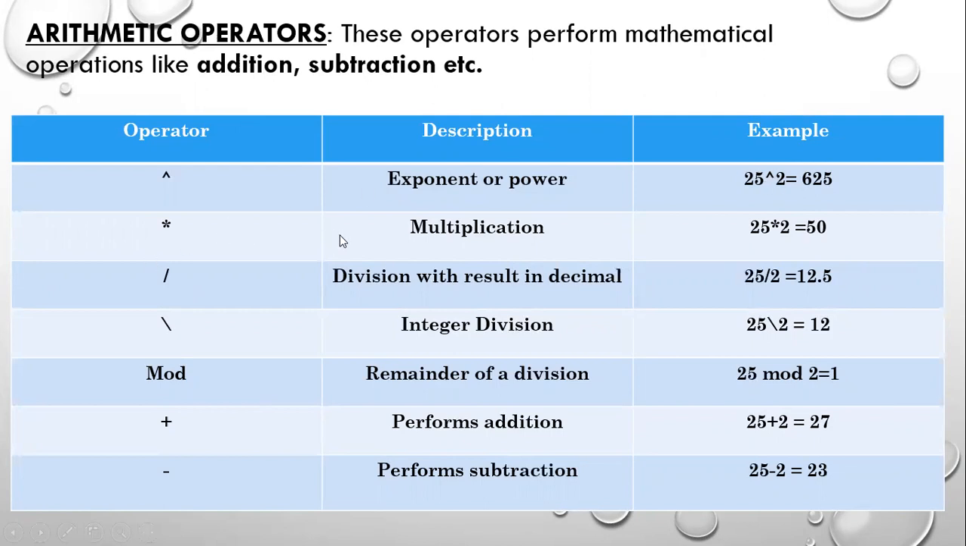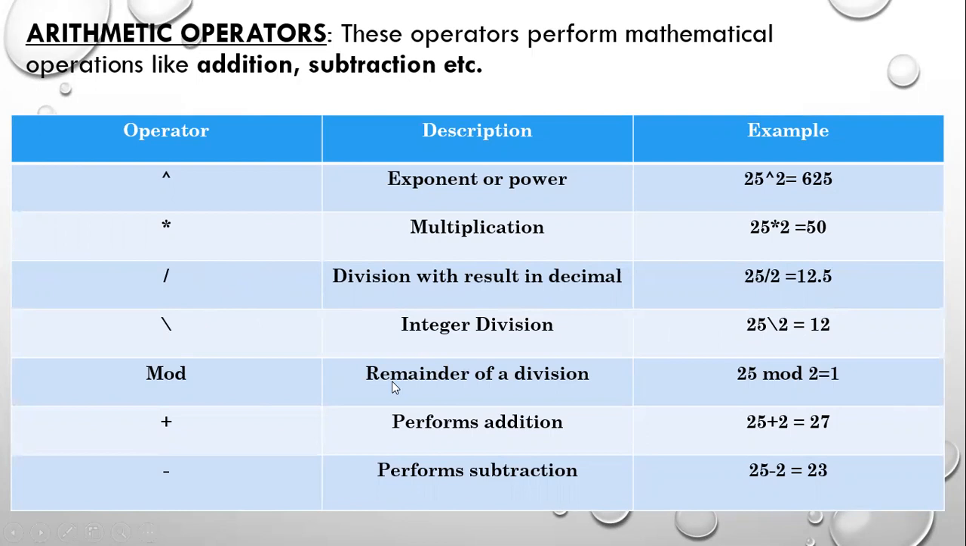Normal multiplication operator performs multiplication. It's 25 into 2, which gives you 50. Third one is the division with result in decimal. So if I want my answer to be in decimal or point, I use this operator. That's my division operator. Another operator is your integer division, which doesn't give you your answer in point, but just the whole number.